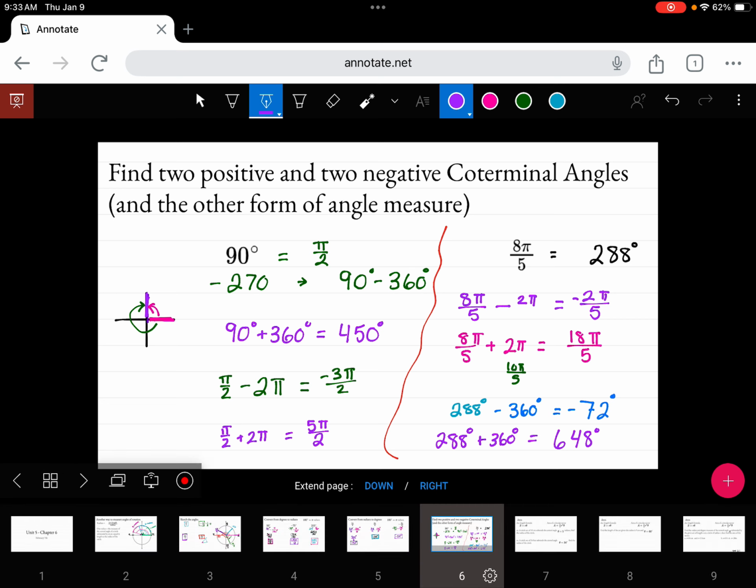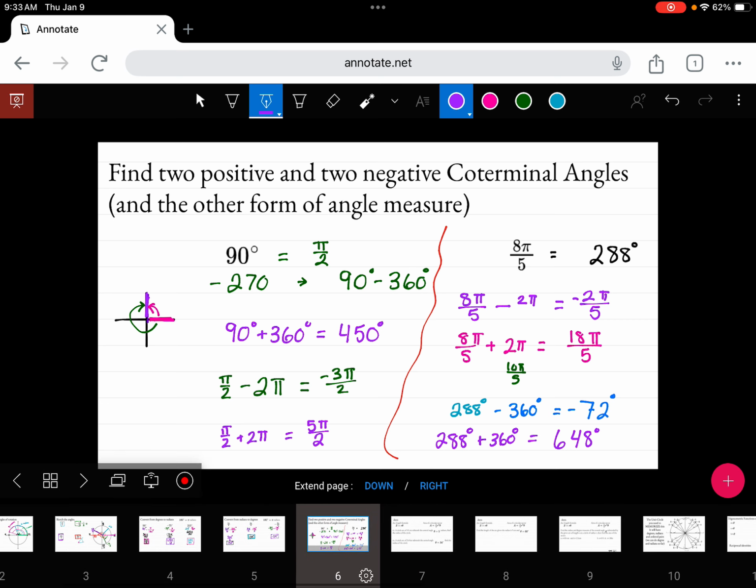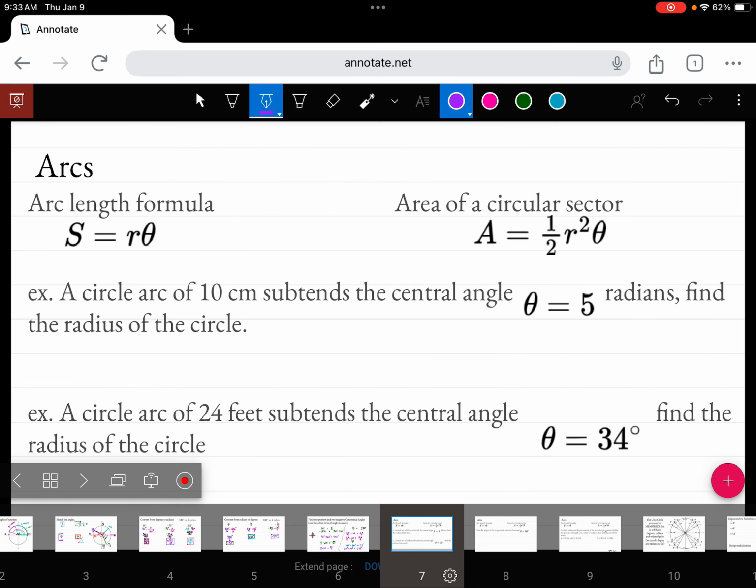Okay, so with these radian measurements, we're going to have two formulas we're going to use for the rest of today. And that's going to be relating our radius and our angle into other pieces. Like this, we've got two formulas. We've got an arc length, so it's the measurement of that side of the circle, and the area of a circular sector, so a pie wedge.